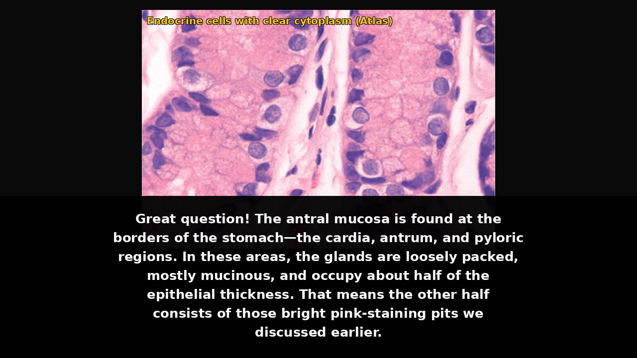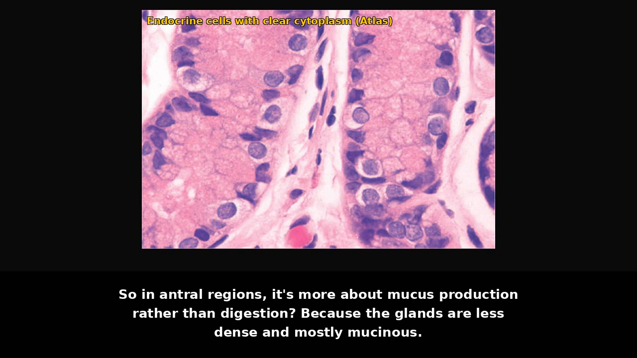Great question. The antral mucosa is found at the borders of the stomach, the cardia, antrum, and pyloric regions. In these areas, the glands are loosely packed, mostly mucinous, and occupy about half of the epithelial thickness. That means the other half consists of those bright pink staining pits we discussed earlier. So in antral regions, it's more about mucus production rather than digestion. Because the glands are less dense and mostly mucinous.